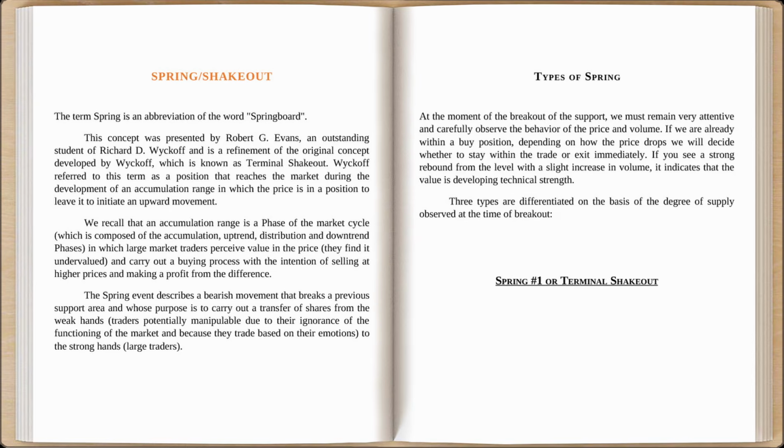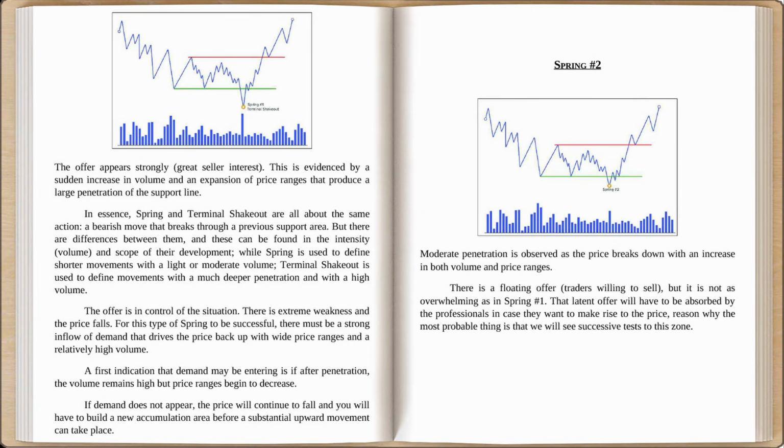Spring number 1, or terminal shakeout: the offer appears strongly, with great seller interest. This is evidenced by a sudden increase in volume and an expansion of price ranges that produce a large penetration of the support line. In essence, spring and terminal shakeout are all about the same action, a bearish move that breaks through a previous support area. But there are differences between them, and these can be found in the intensity, volume, and scope of their development. While spring is used to define shorter movements with a light or moderate volume, terminal shakeout is used to define movements with a much deeper penetration and with a high volume.